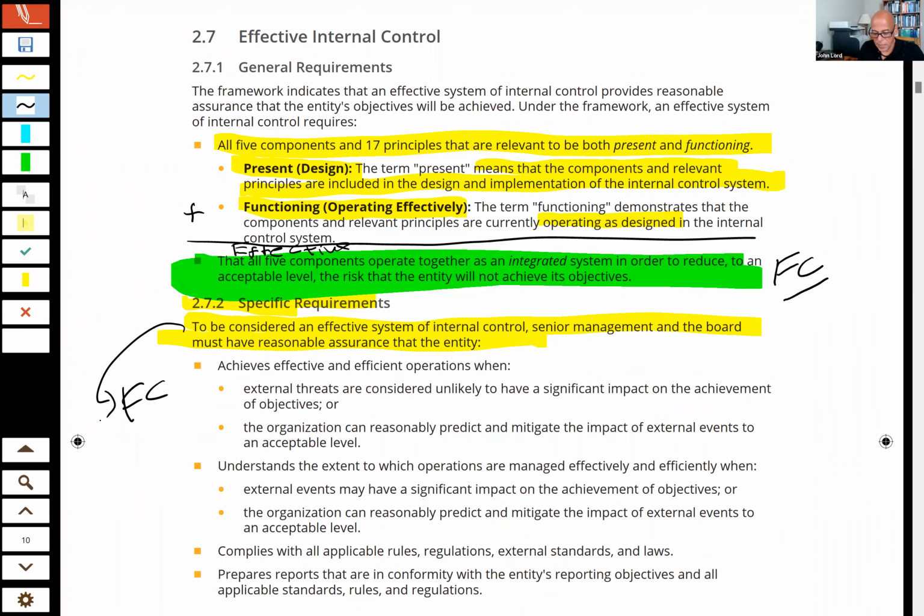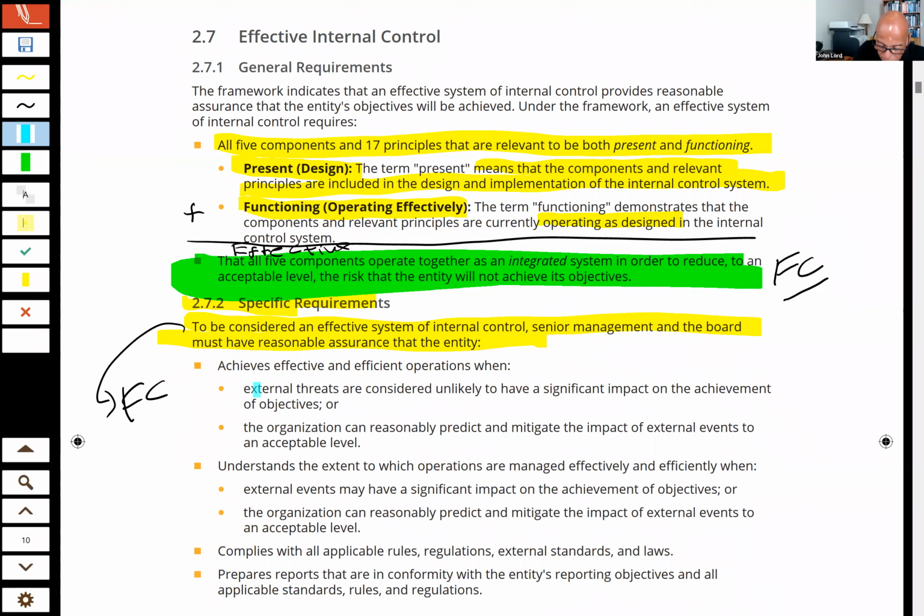So on the blank side of the flashcard, you would write, to be considered an effective system of internal control, senior management and the board of directors must have reasonable assurance that the entity, and then on the line side of the card, you're going to write down, and I'm not going to necessarily go through every single one of these, I'm going to put down the ones that I think will be particularly relevant to help you answer CPA exam questions. So let's take a look.